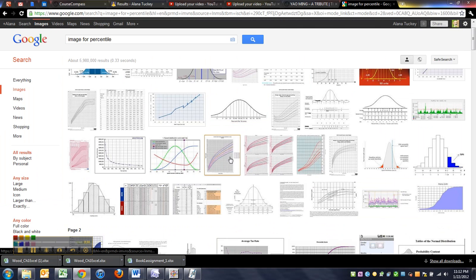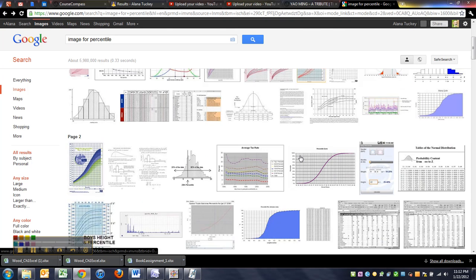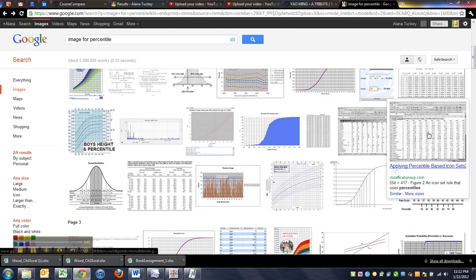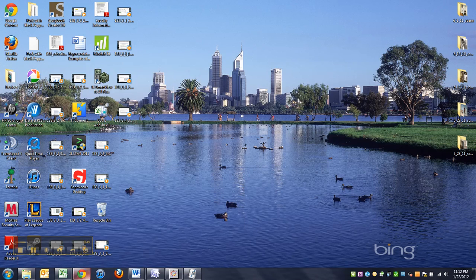All right, percentile graphs. So these are the kind of graphs that they show. This is the growth chart for boys with Down syndrome, right? You can see there's the 10th percentile line, the 25th percentile line, and so on. I mean, there's just tons and tons of these graphs, and there's charts as well, right? All sorts of stuff. Okay, so what are those graphs showing us?